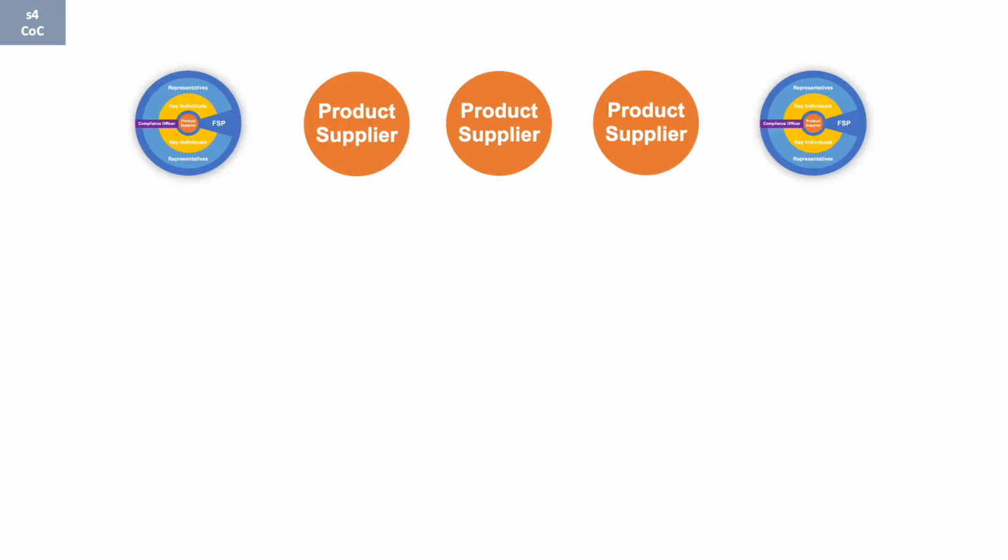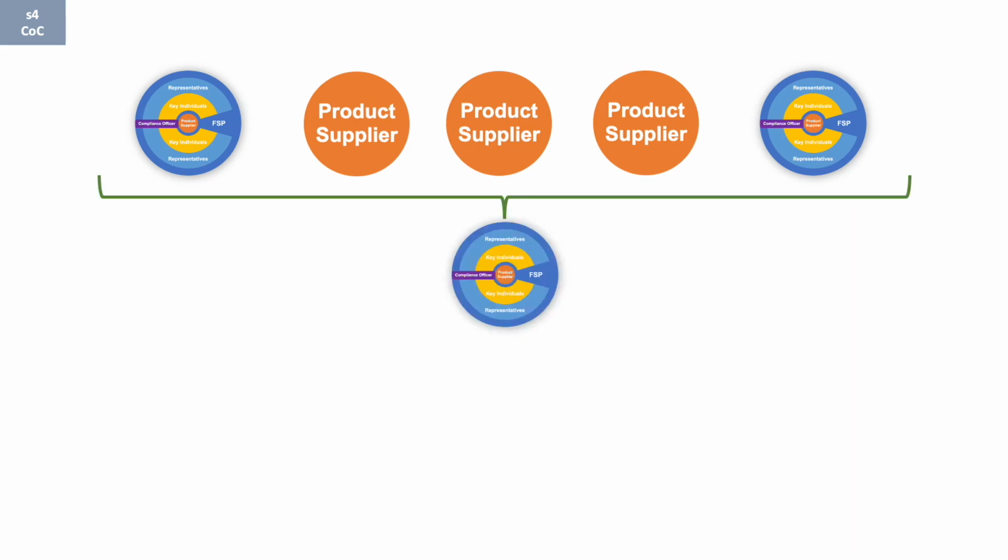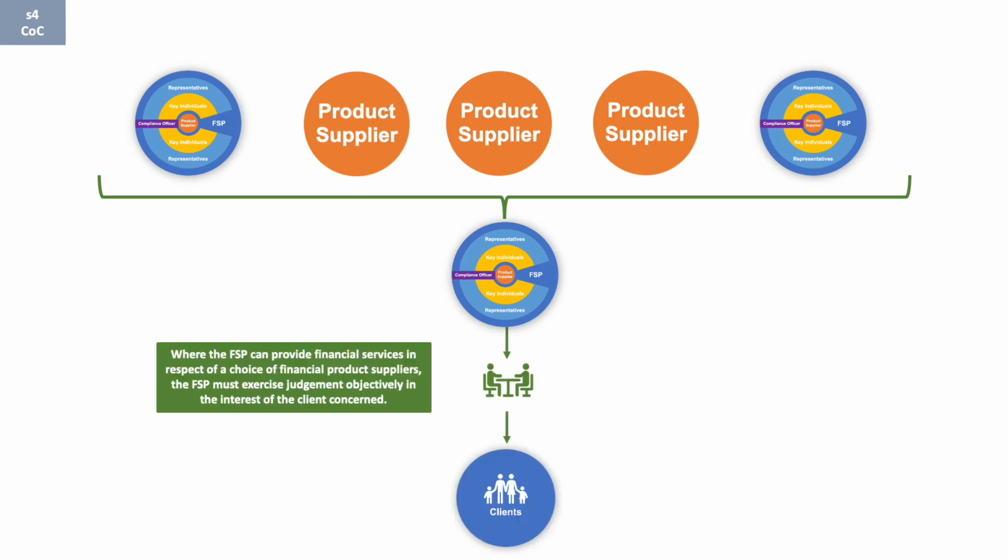Here we can see that we can have multiple FSPs that are also product suppliers and have insurance companies that are only product suppliers. An FSP can be giving advice to their clients on products and services from some or all the product suppliers based on the client's needs. An FSP can provide and/or render financial services in respect of a choice of financial product suppliers.